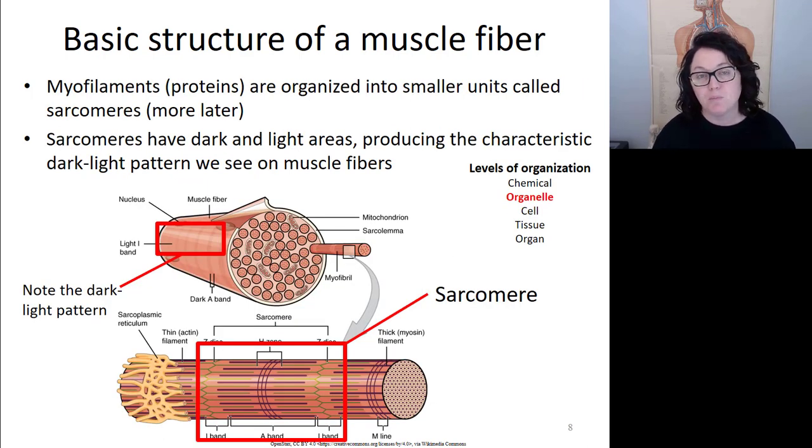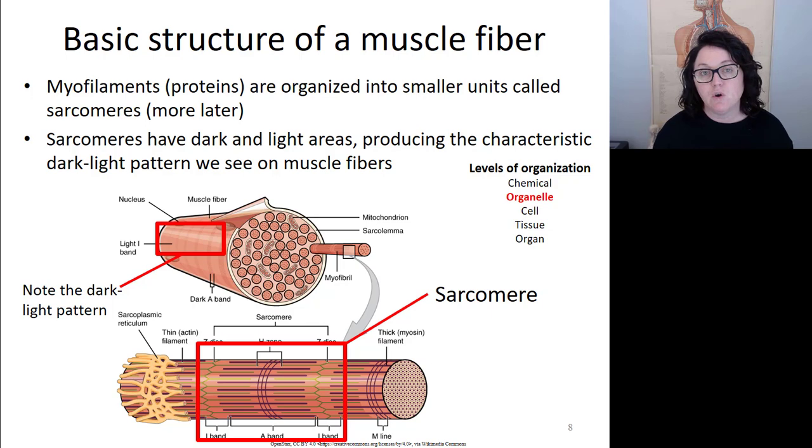The myofilaments, or proteins in the skeletal muscle fiber, are organized into structures called sarcomeres, which I talk more about in another video. But I wanted to mention them here because the sarcomeres contain a very high organization of proteins. So the proteins are organized in such a way that sometimes they're overlapping and sometimes they're not. In places where they overlap, it looks dark, and places where they don't overlap, it appears light. So when we look at these skeletal muscle fibers with a microscope, we can see this light, dark pattern, and this is the organization of the proteins in the muscle fiber, specifically in the sarcomeres of the muscle fiber.